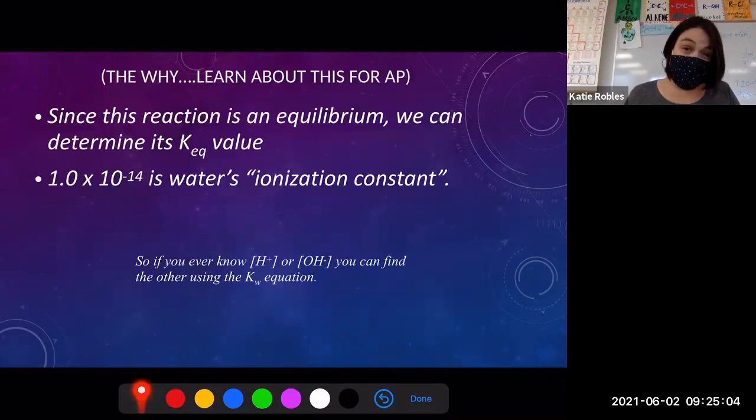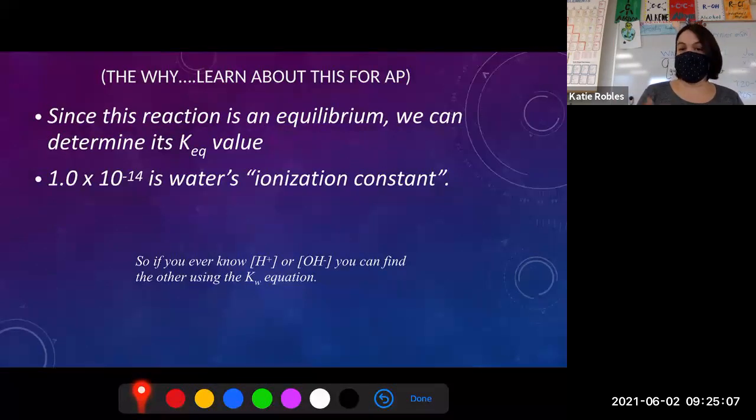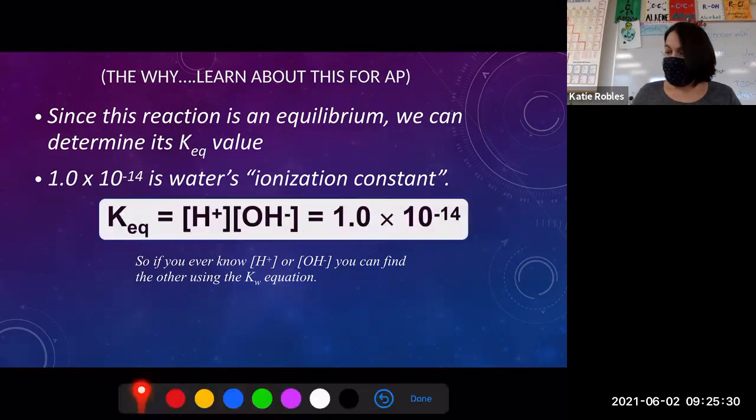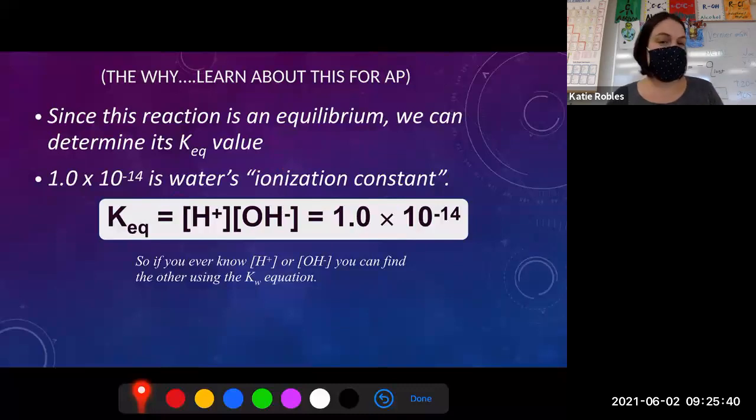I'm going to give you the why. This is really for if you want to explore this more, if you're going to AP. You don't need to know this for my class. But since that reaction is in equilibrium, we can determine something called the Keq value. Now, we didn't learn Keq, but you can find a lot of videos about this and learn more on your own time if you want to. I can send you in the right direction. So basically, 1.0 times 10 to the negative 14th is what we call water's ionization constant, or its Keq.